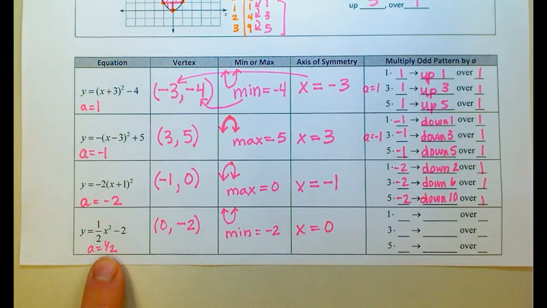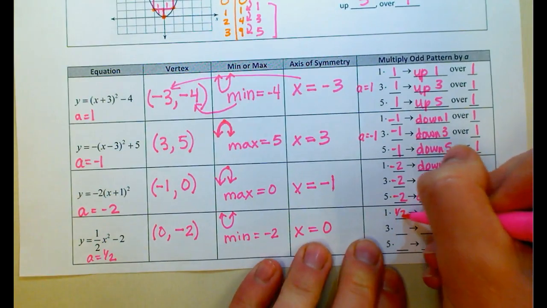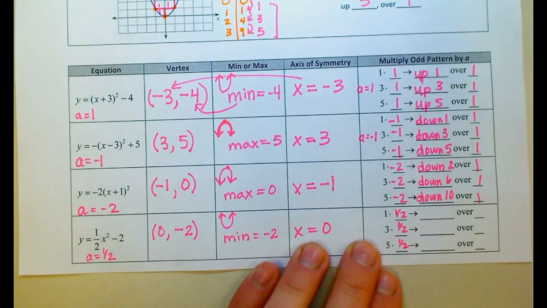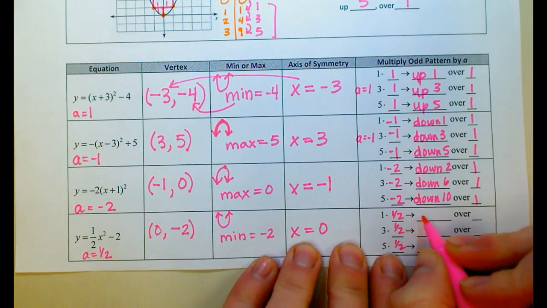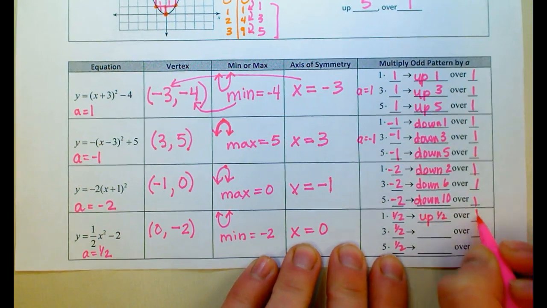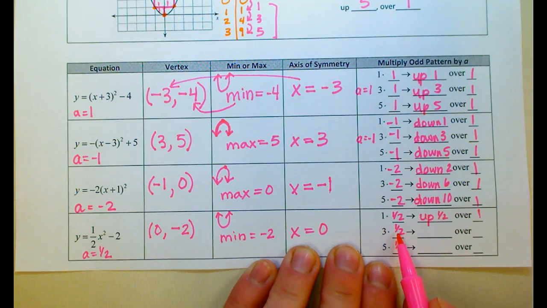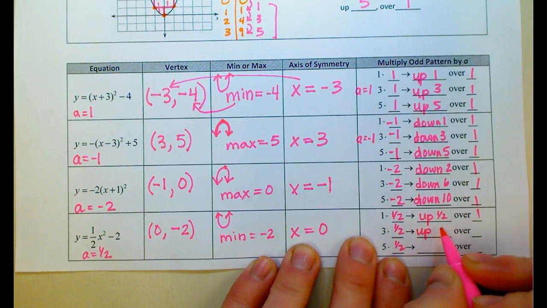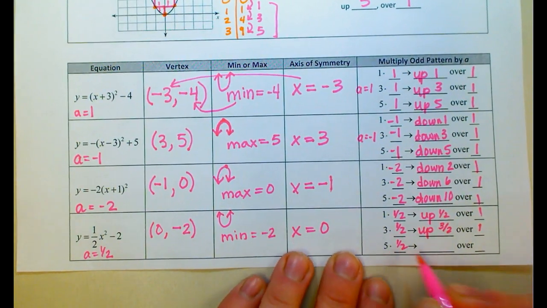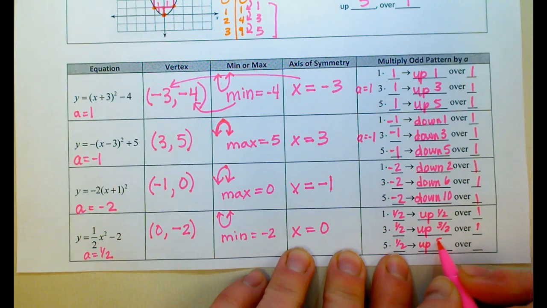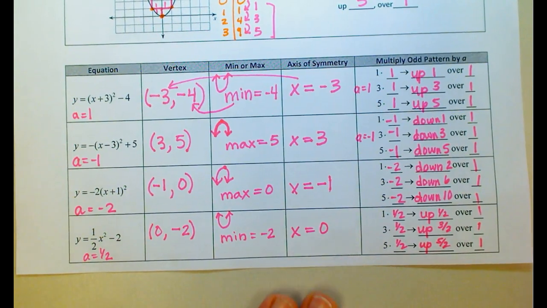With my a value being positive 1/2, I'm going to multiply by a factor of 1/2 each time. 1 times 1/2 is 1/2. It is positive, so we're going to go up 1/2 over 1. 3 times 1/2 is 3/2, so I'm going to go up 3/2 over 1. And 5 times 1/2 is 5/2, so up 5/2 over 1. And we can change these: 3/2 is the same as 1.5, 5/2 is the same as 2.5, and that will help us for graphing.